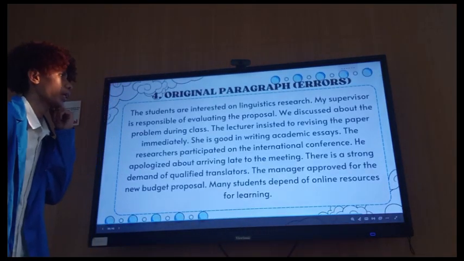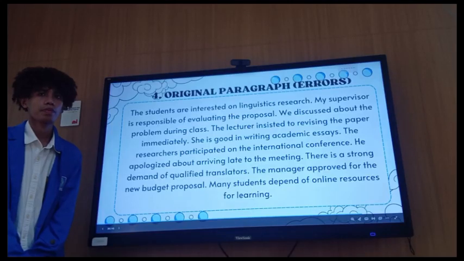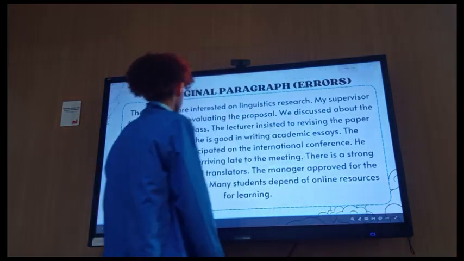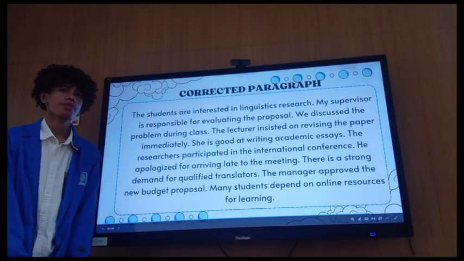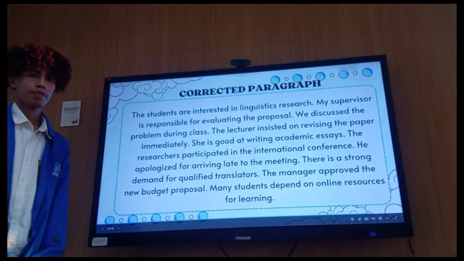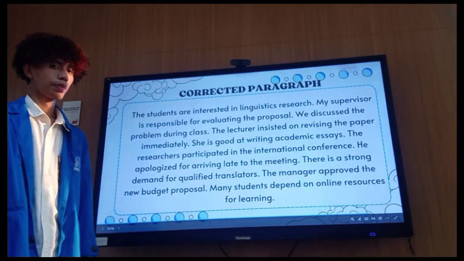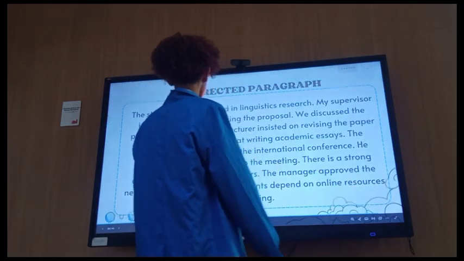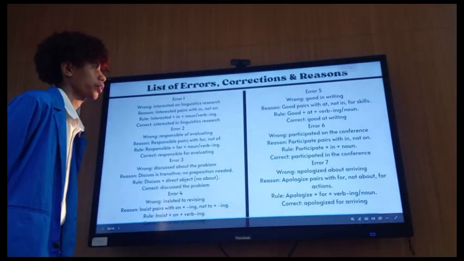Four original paragraph errors. Next. Corrected paragraph. Next. List of errors, corrections, and reasons.